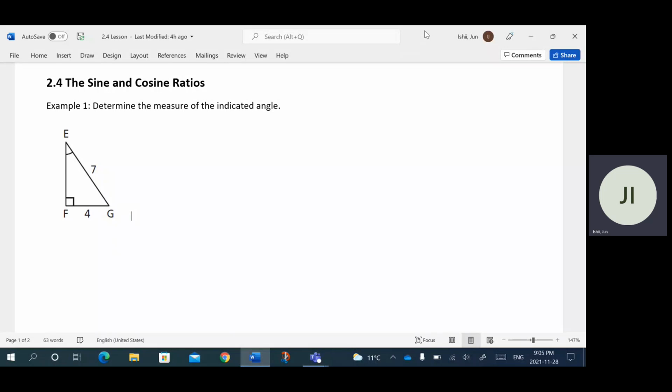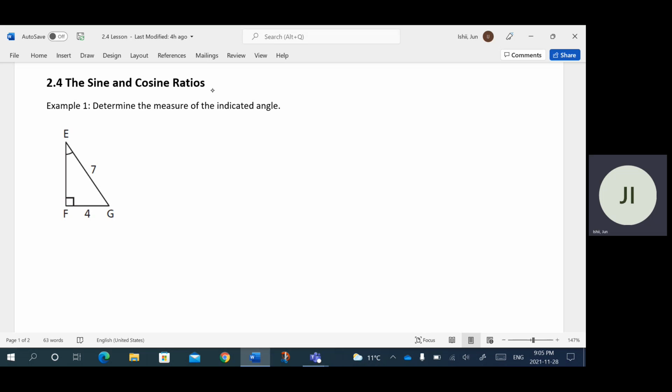Right, so in this next lesson, we are going to look at a couple more ratios when it comes to dealing with right triangles. In this lesson, we're going to be finding angles again, but this time there are two more ratios. They're called the sine and cosine ratios.